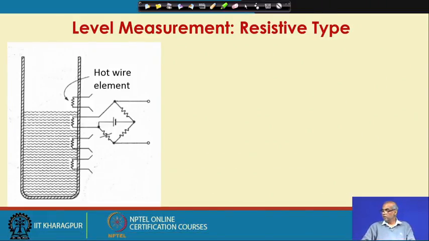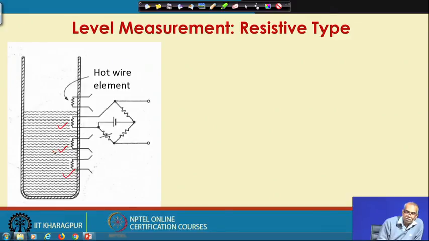Next, we talk about resistive type level measuring instrument. What you see is there are a series of hot wire element or carbon resistor connected to the wall of the tank, and these hot wire elements are connected to this bridge.